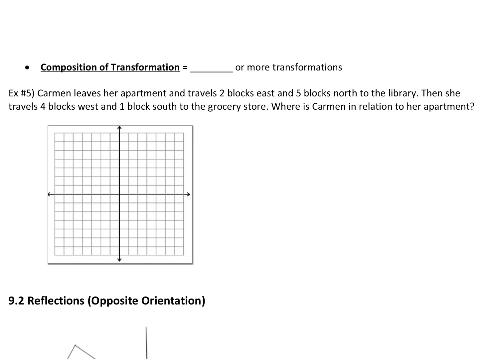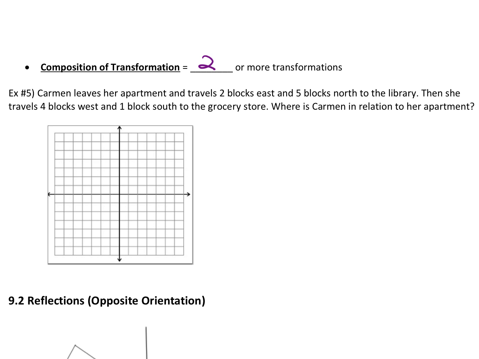Okay, listen. This is called a composition of transformations. If you are musical at all, a composition is a piecing together of all the different instruments, the flute and the trumpet and the whatever. It's like a composition, put it all together. So a composition of transformations is 2 or more transformations. We've done a translation so far where you took a triangle and you slid it. Now we're going to do more than one move and see where we end up.